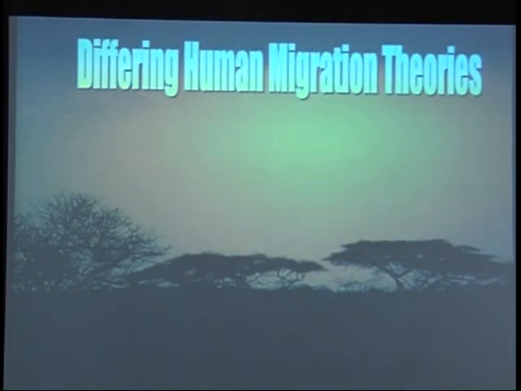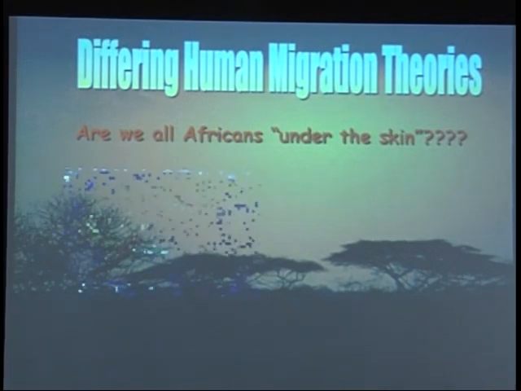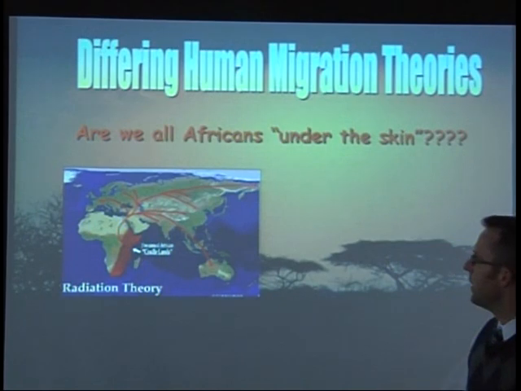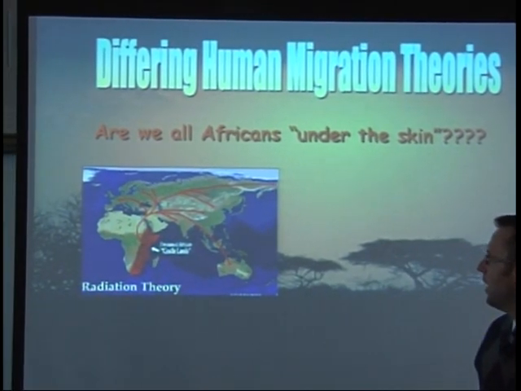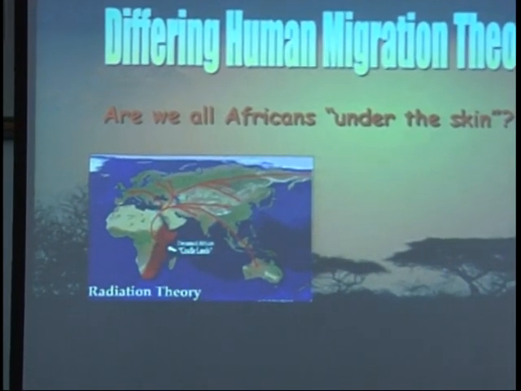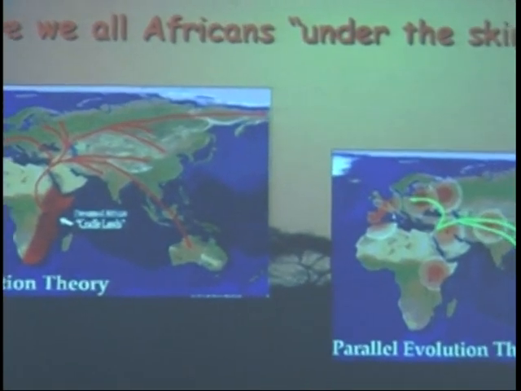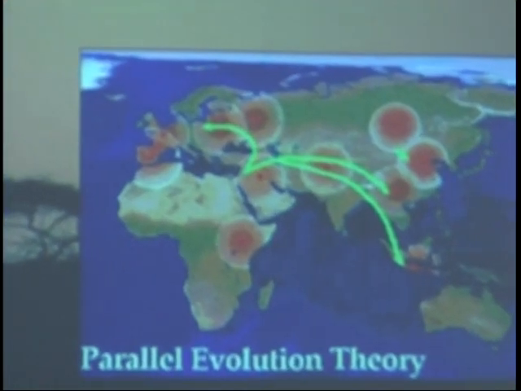The different human migration theories. Are we all Africans under the skin? The answer would be yes. Originally, the ancestors of all modern man started in Africa here, and as this slide shows, the theory is that they went up and traveled over thousands of years through Europe and Asia and into North and South America and finally Australia. Another theory is a parallel evolution theory, which means that they all dispersed about the same time, as opposed to a slow progression from the radiation theory.